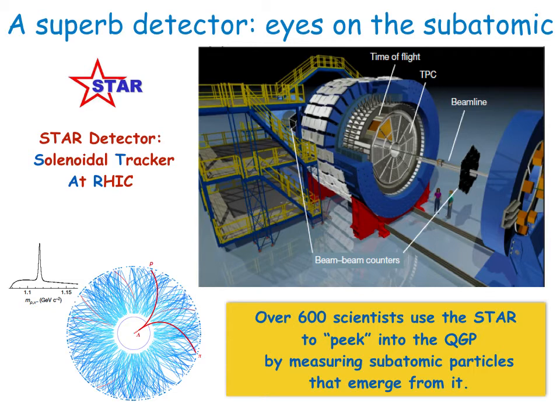One such superb detector is called STAR, an acronym for the phrase Solenoidal Tracker at RHIC. The STAR detector allows the collaboration of some 500 scientists from all over the globe to be able to peek into the hot quark-gluon plasma and unravel mysteries of the otherwise inaccessible subatomic world. The picture on the lower left corner shows an example of the detection for a particular particle called the lambda hyperon out of the thousands of particles that emerge from the collision.